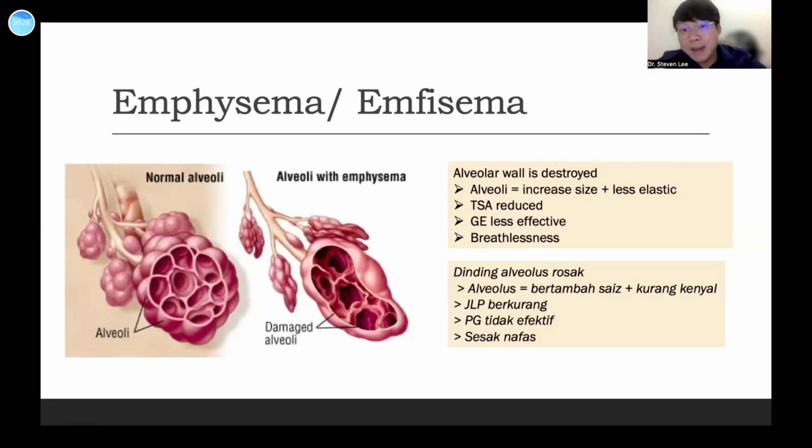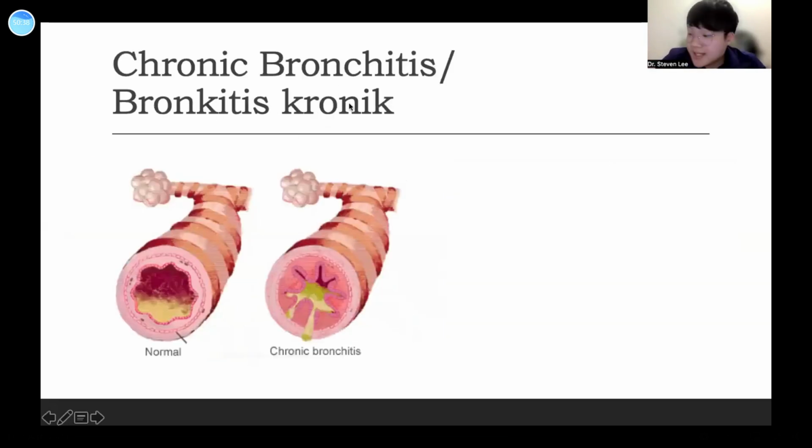Okay, so you see it's different. Asthma is when your bronchial wall becomes narrow. Emphysema, alveolar is damaged, surface area reduced, gaseous exchange not effective, but the symptoms are the same. Okay? Chronic bronchitis, you can see the word bronchitis. Maksudnya, there is some keradangan. There is some inflammation happening.